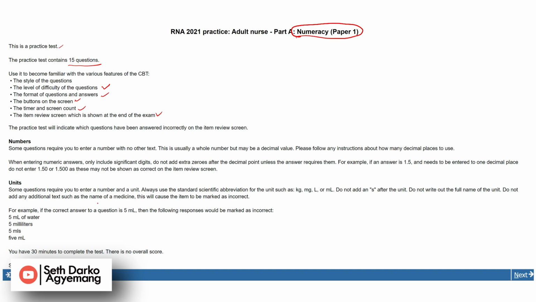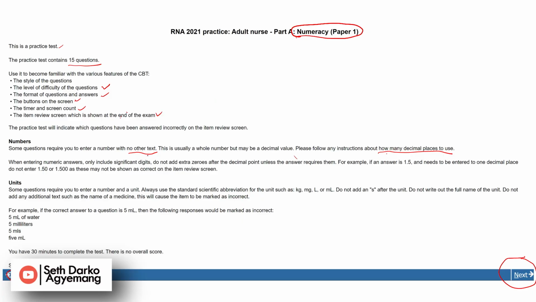The same structure, something like that. You can see we have End Exam at the bottom left corner. Then we have an option on here that says Next. Once you click on here, it takes you to the next screen. Numbers: some questions require you to enter a number with no other text. This is usually a whole number, but maybe a decimal value. Please follow any instructions about how many decimal places to use. So if an answer has decimal values, they will specify how many decimal places to use. When entering numeric answers, only include significant digits. Do not add extra zeros after the decimal point unless the answer requires them.